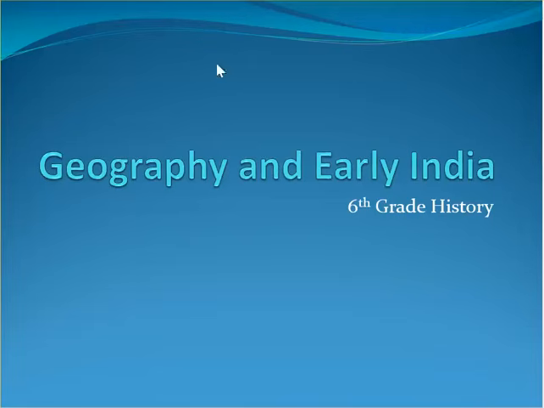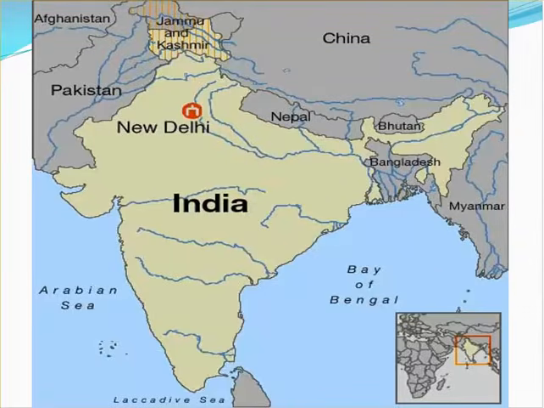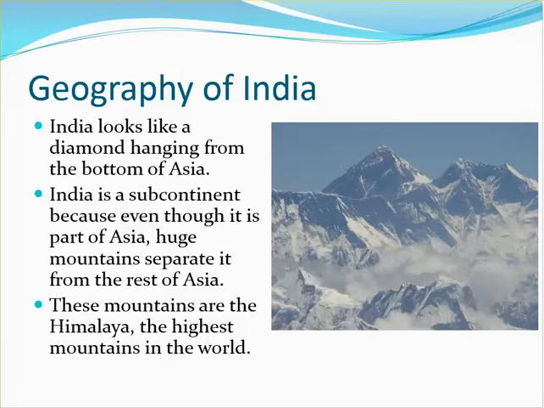So, if you're not familiar with the land of India, let's talk a little bit about it first. So, this is India. It borders the Arabian Sea and the Bay of Bengal, and it's a pretty big piece of land, and there's a lot of things unique about this area. First off, India looks like a diamond hanging from the bottom of Asia. India is what we call a subcontinent because even though it's part of Asia, huge mountains separate it from the rest of Asia. These mountains are the Himalaya, the highest mountains in the world.